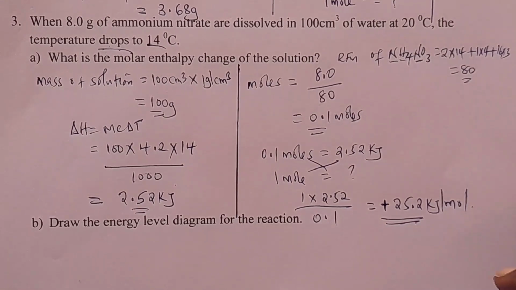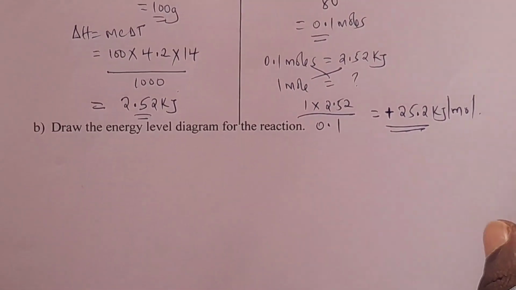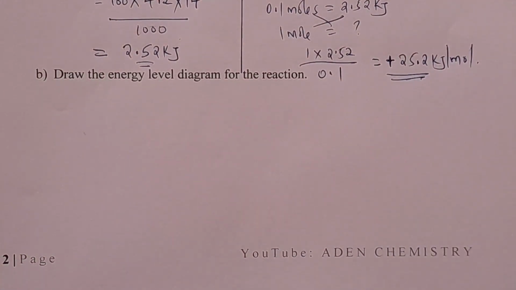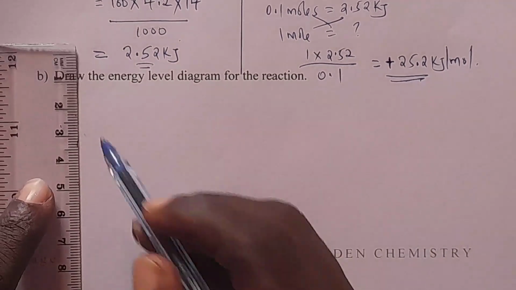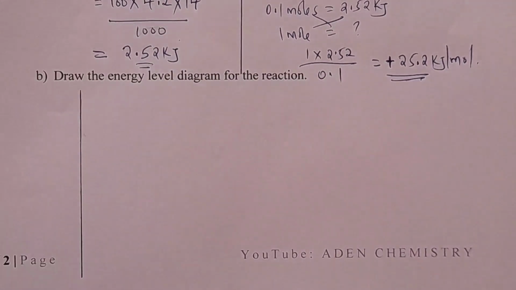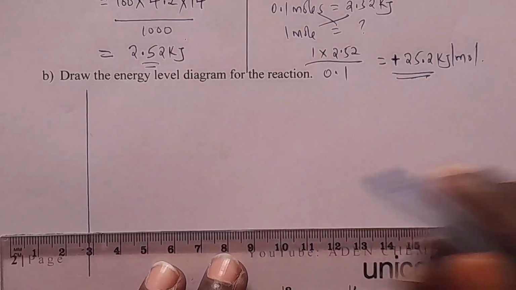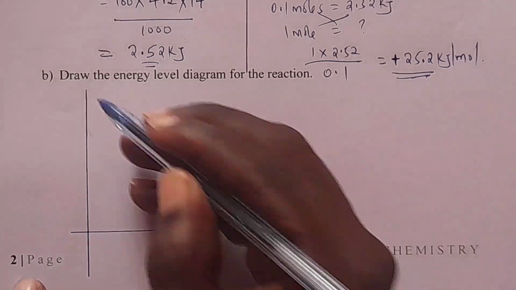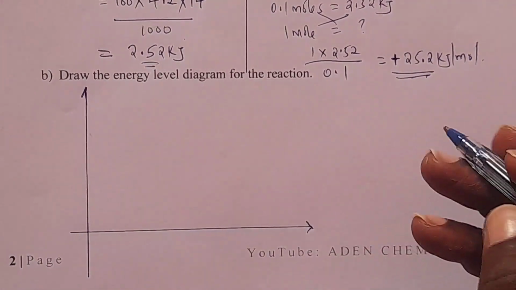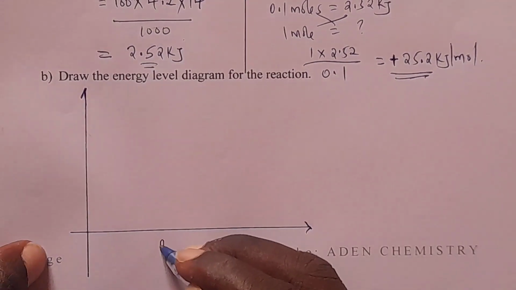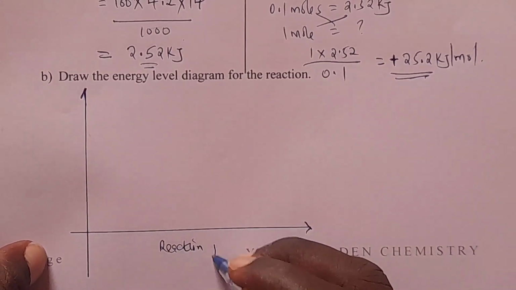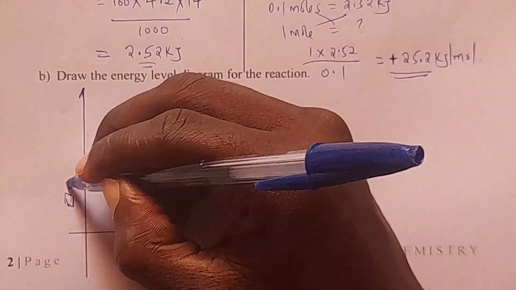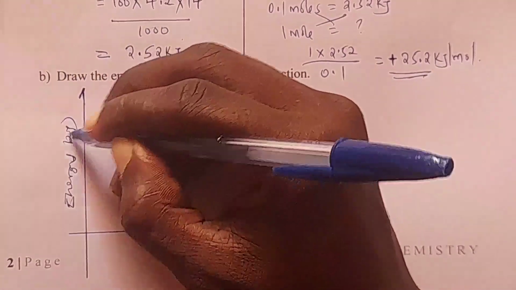We are going to go to part B of the question. We are to draw the energy level diagram for this reaction. As you have seen earlier, here we are having an endothermic reaction. To draw the energy level diagram, first of all, we have the 2 axes. Then what have we said about the energy content in the reactant side and product side when you are dealing with an endothermic reaction? First of all, let's label. Here we are having reaction pathway, or we can write reaction progress, and here we are having energy, and this energy is measured in kilojoules.